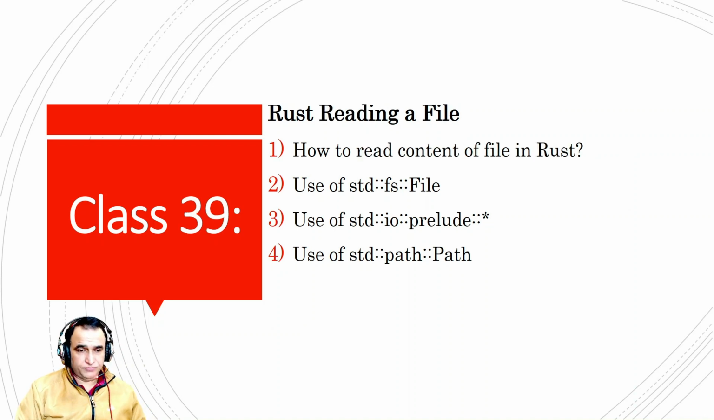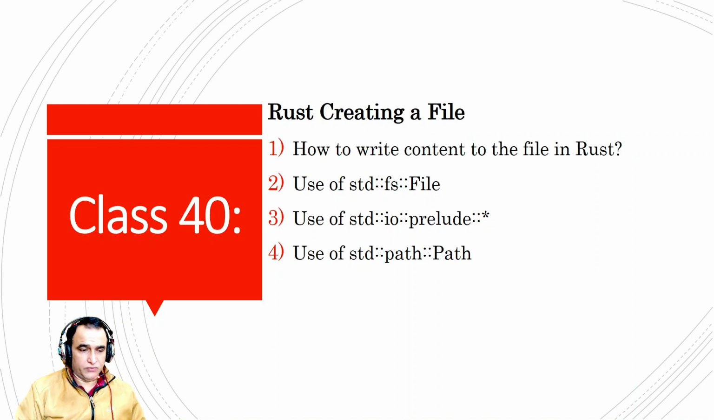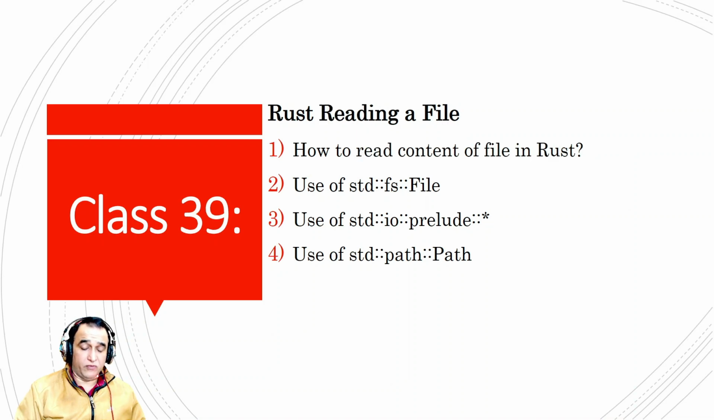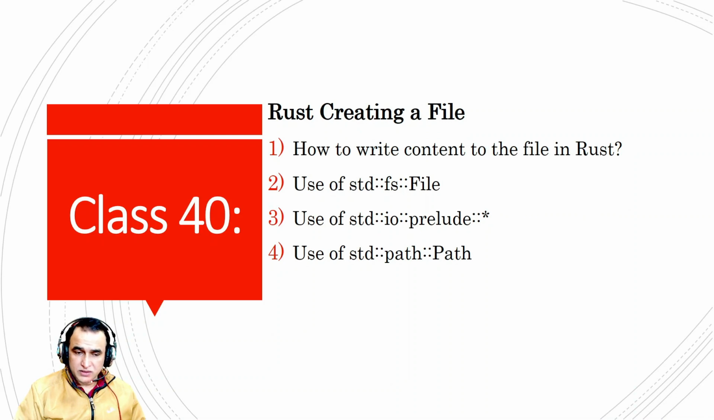In the last video, we learned how to read the content of a file in the Rust programming language. In this video, number 40, we are going to learn how to write content to a file in Rust. For doing that, we require the same packages that we used in reading a file. The same packages we have to use in writing a file also.